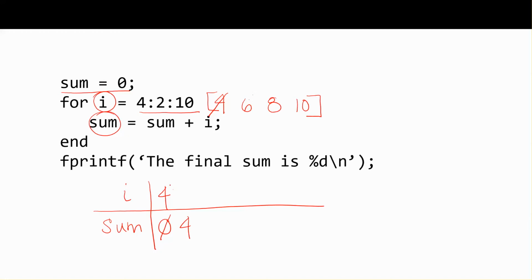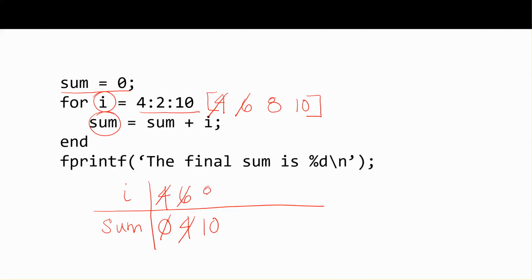So now I is going to be 6. And we'll do another iteration of our loop here with I equal to 6. So the current value of sum is 4, plus the current value of I, which is 6, is 10. So we're going to make sum equal to 10. That's the end of this iteration of the loop, so we'll come back up and take the next value from our range, which is 8.